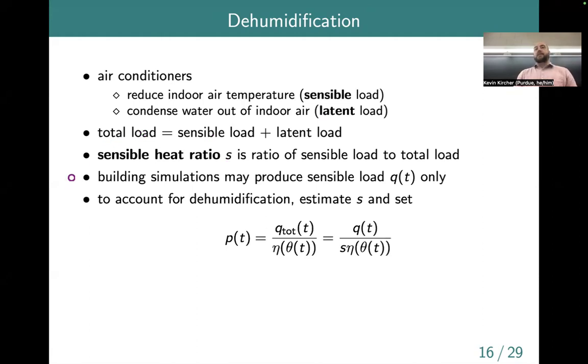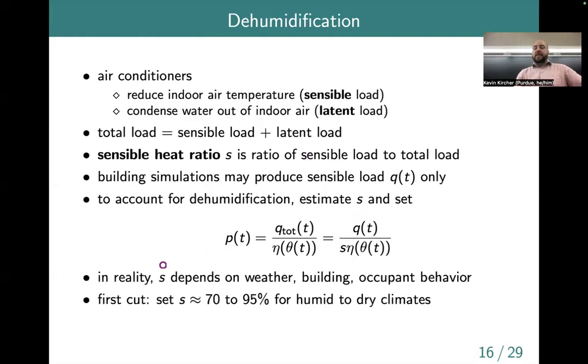So if we're doing building simulation in the way that you are doing for the homework this week, typically we're only looking at the temperature, the sensible component of loads. So the Q that comes out of your building simulation would be only the sensible component. But of course, the amount of electricity that we put in would also be a function of the other component, the condensation load. In order to get the total electric power consumed by an air conditioner, what we want is the total thermal load divided by the COP. We can get that by generating the sensible load and then coming up with an estimate of the sensible heat ratio S. Then we just define the total power P as Q divided by S times our COP.